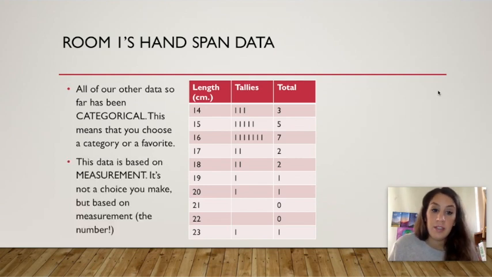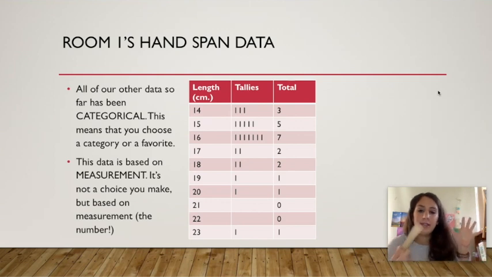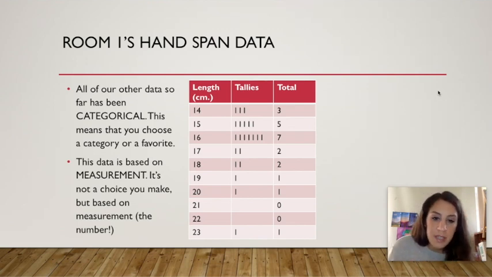This data is a little bit different. This data is based on measurement. So it's not a choice that you make. It's based on a number, right? I can't decide what my hand span is. I can't say, I want to say my hand span is 16 centimeters. No, I have to measure it and I have to find out what my hand span is. So measurement data is different than categorical data because it's based on numbers and you don't have a choice. It's just what the numbers show.